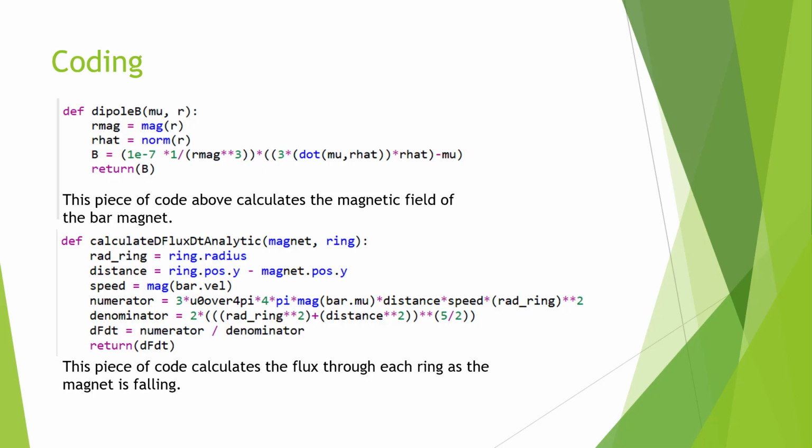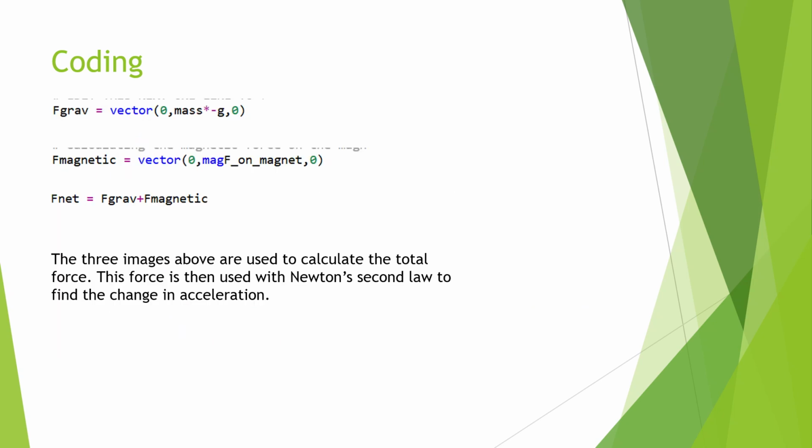Some more coding. This piece of code above calculates the magnetic field of the bar magnet, and this piece of code calculates the flux through each ring as the magnet is falling. And another slide of code. The 3 images above are used to calculate the total force. This force is then used with Newton's second law to find the change in acceleration. And this is the force of gravity on the magnet, the force of the magnetic field, and the net force, which you get by adding them both together.